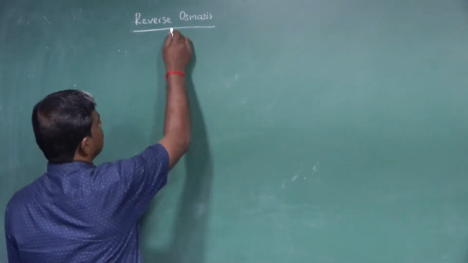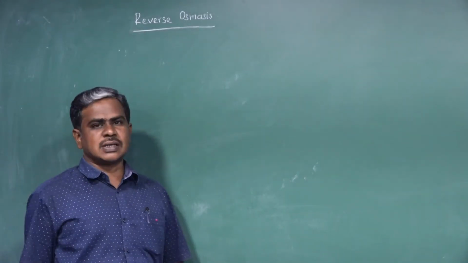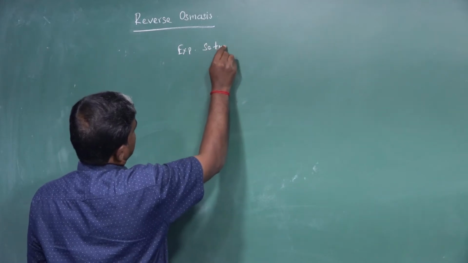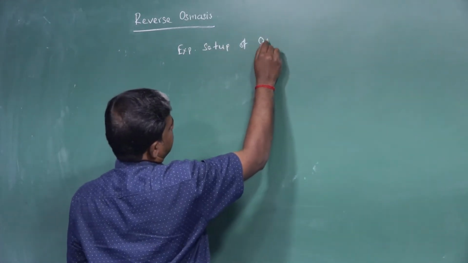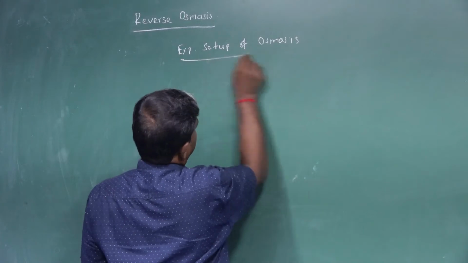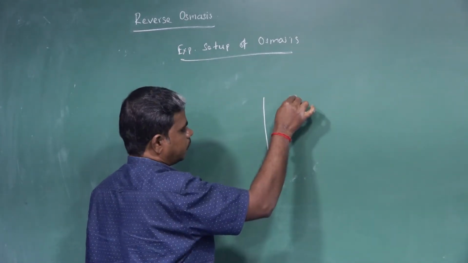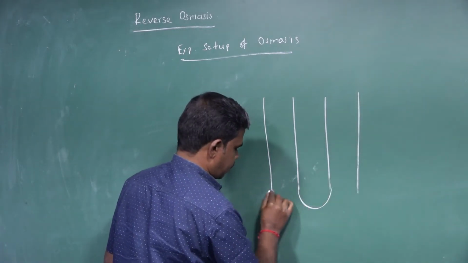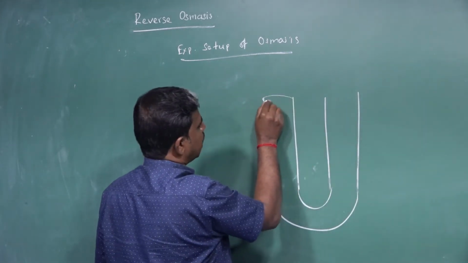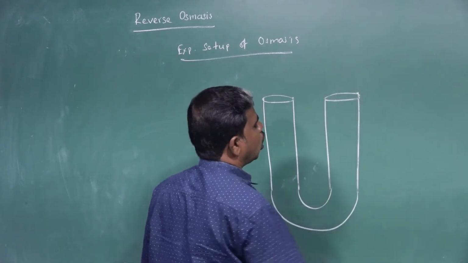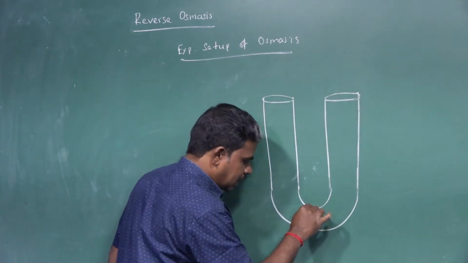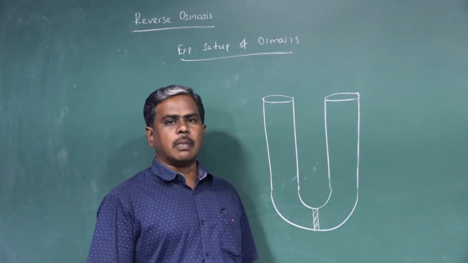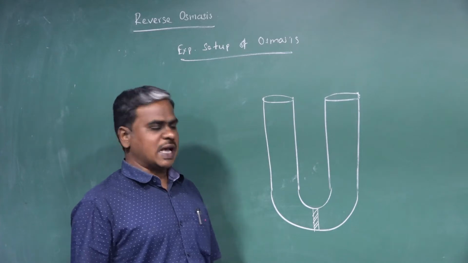Let us discuss reverse osmosis. Now, the experimental setup of osmosis. Here we are taking a U-tube, and in the U-tube we are filling the high and low concentration. Now, we are taking the semi-permeable membrane, made up of polyamide or cellulose acetate.